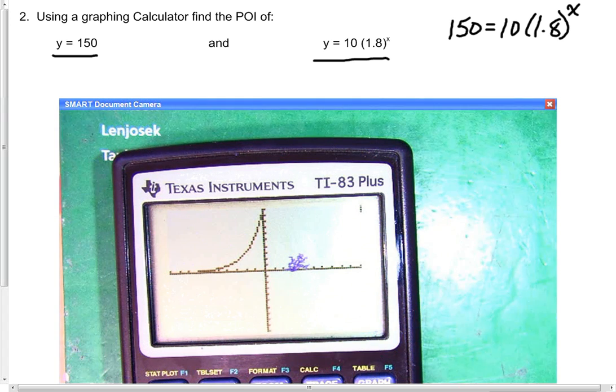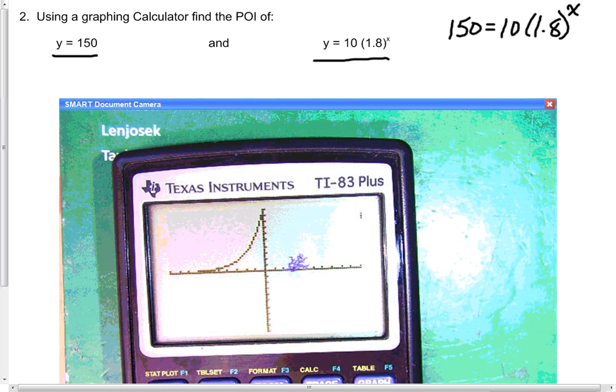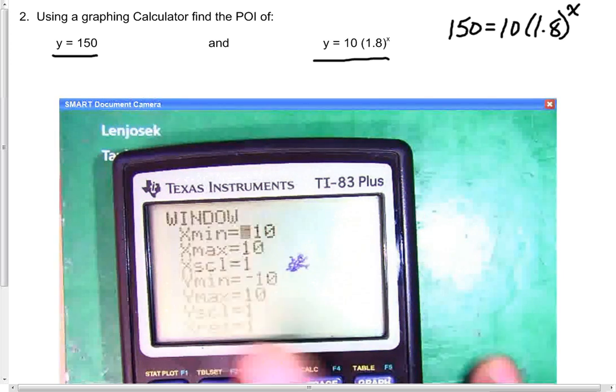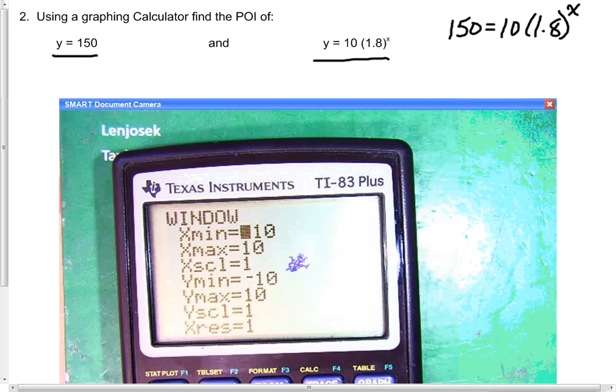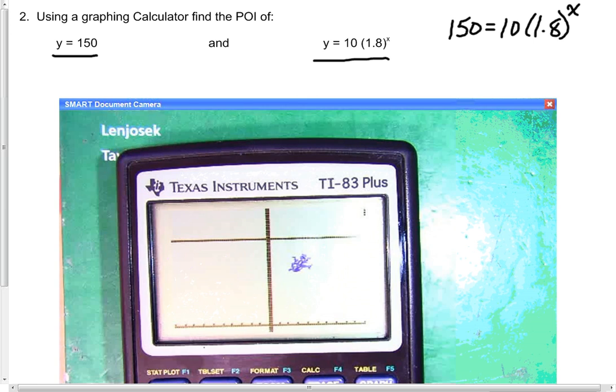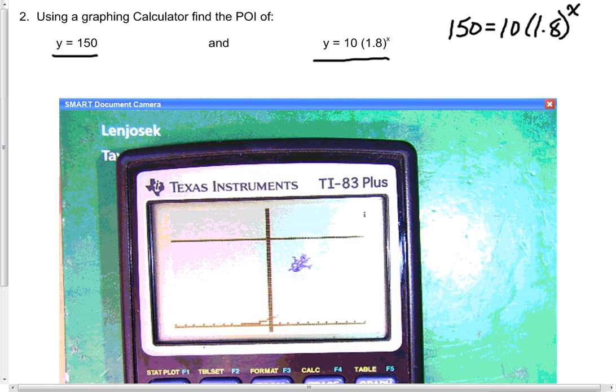Not a chance. Because I know that line is at 150 and I don't have y values sufficient to see that. So let's change our windows so that I have y values beyond 150, sorry. Let's go 200. Let's see what happens. There's my line. And here's my curve. Yes, I can see the point of intersection.